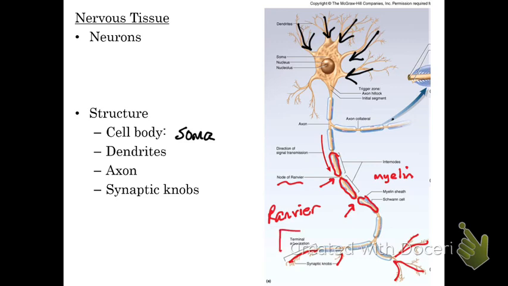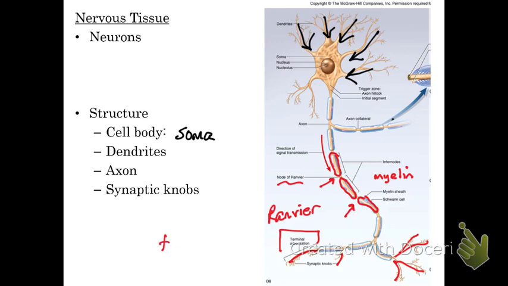One that's labeled here, terminal arborizations. Terminal, at the end. Arborizations, on Arbor Day we plant trees. So the same idea, these small branch-like extensions at the end of the axon.